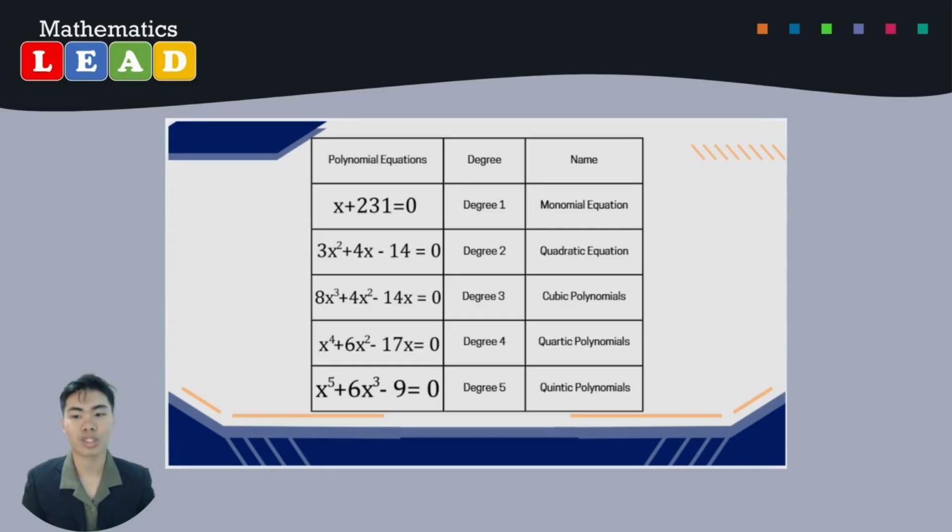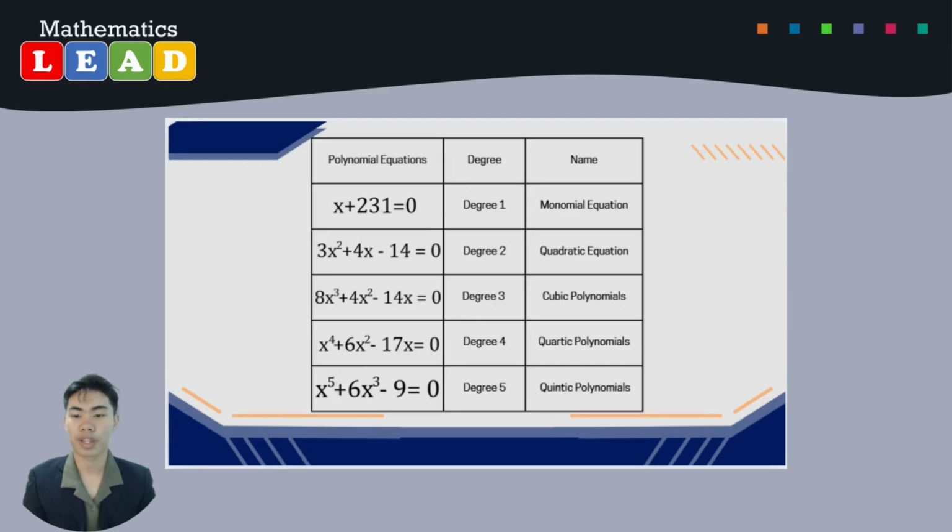How about 8x cubed plus 4x squared minus 14x equals 0? Very good. The highest degree is 3. Therefore, it is a cubic polynomial. X raised to 4 plus 6x squared minus 17x equals 0. What is the highest polynomial degree? Very good. It is degree 4. Therefore, it is called a quartic polynomial.